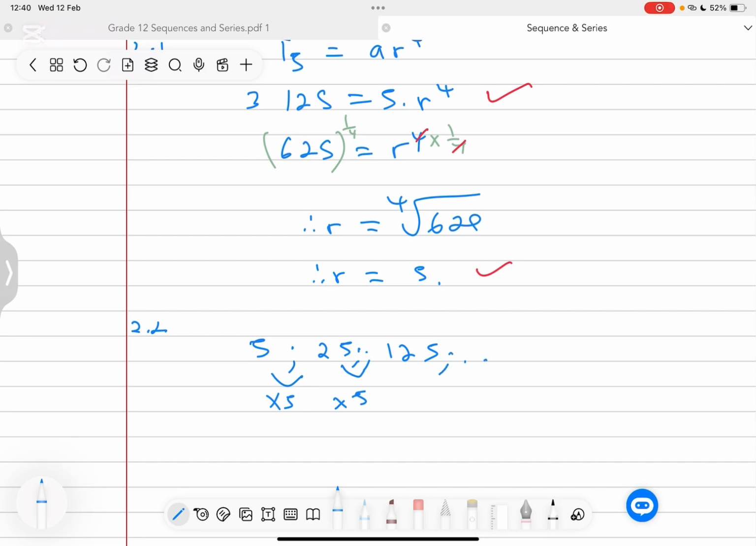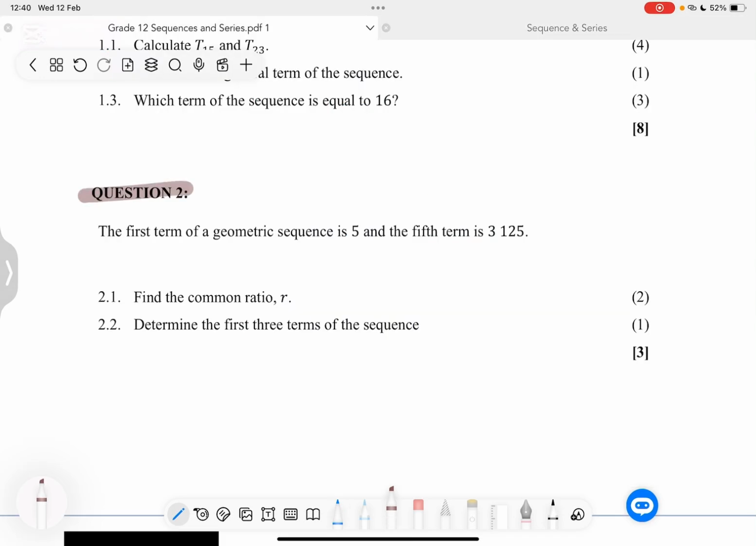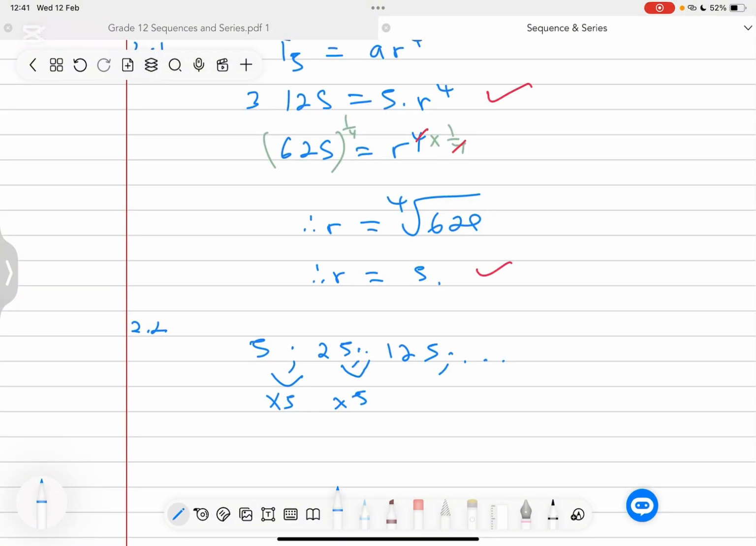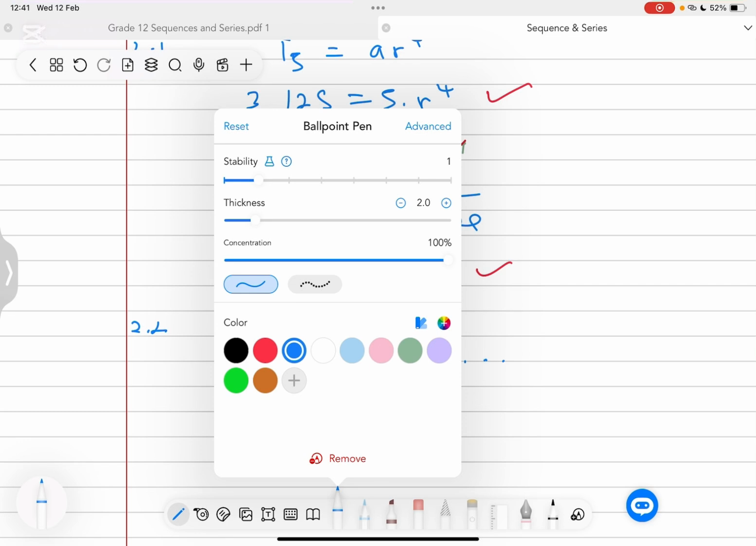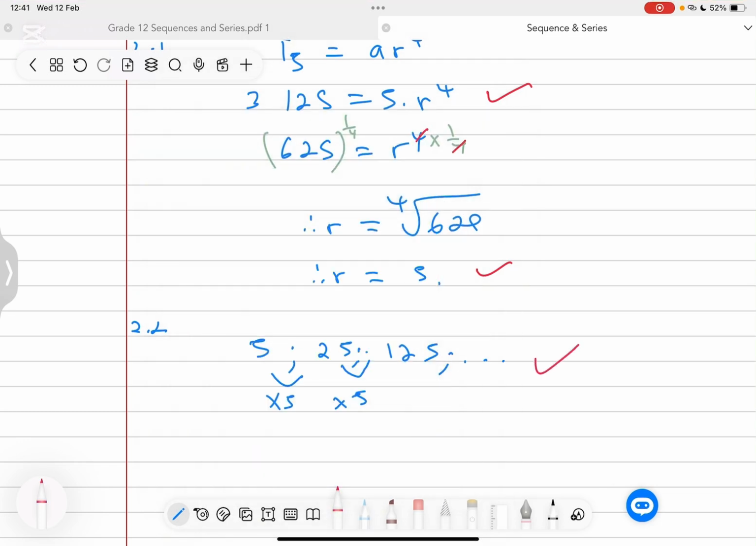And you can continue doing that to increase the sequence. We are only looking for the first 3 terms on this one, and that should be 1 mark. Very exciting stuff.